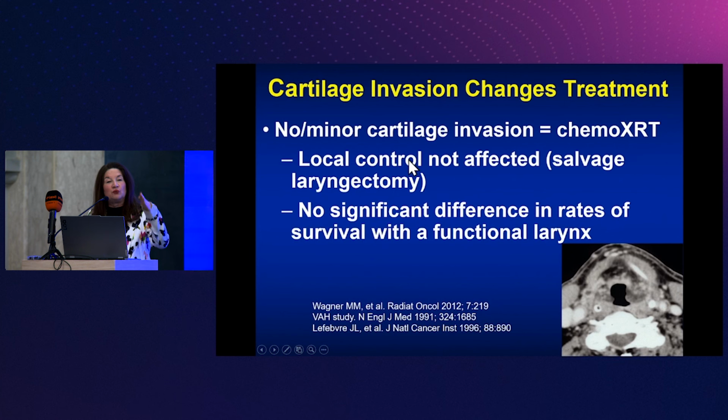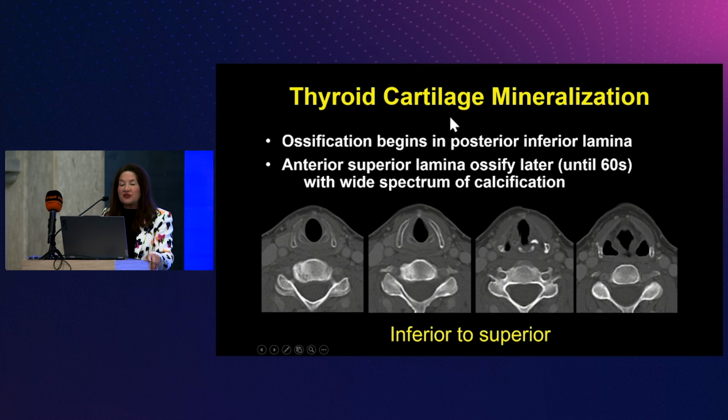Minor cartilage invasion, which is just erosion of the inner cortex, can be treated with chemoradiation. Local control is not affected, and there's no significant difference in survival rates as long as the larynx is functional. So let's look at thyroid cartilage mineralization. Ossification of your thyroid cartilage begins in the posterior inferior lamina, and it proceeds anteriorly and superiorly, and it ossifies later, often well into your 60s. Many of us sitting in the audience, we're still ossifying our thyroid cartilage.